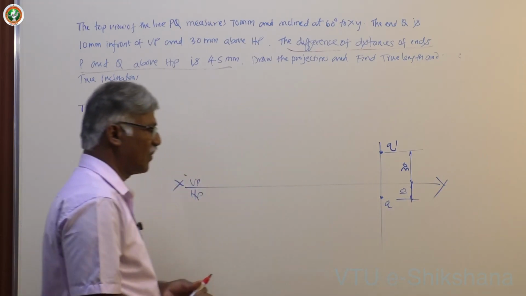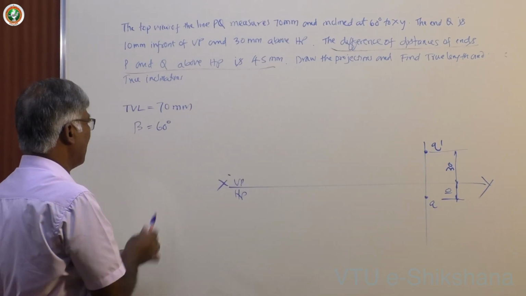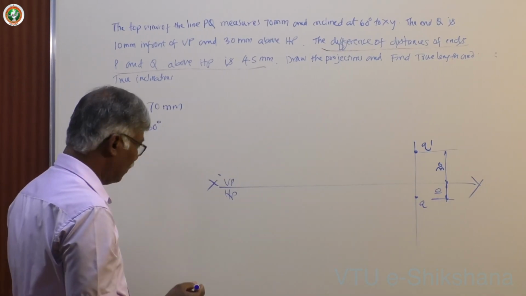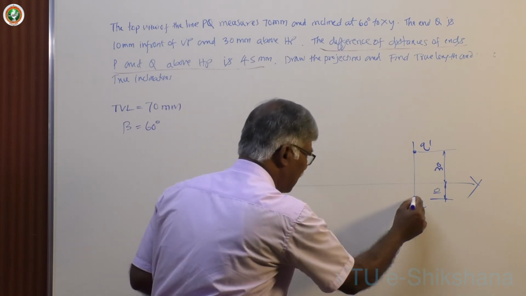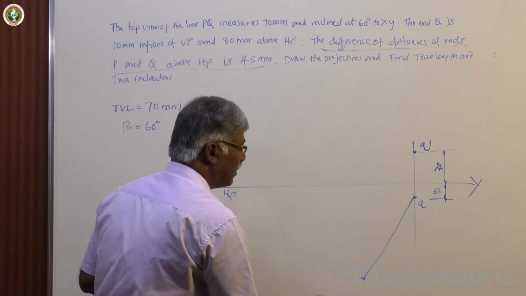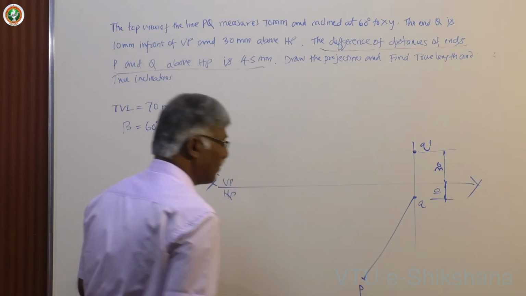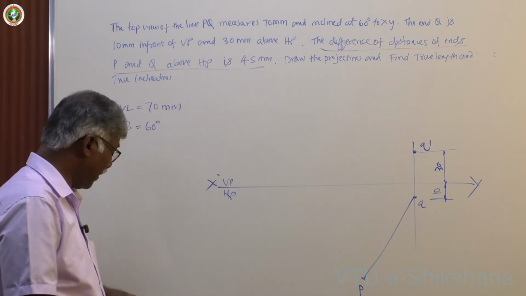Okay. Now what is all given? Top view length is given. The top view is inclined at 60 degrees to XY. So draw a line at 60 degrees and fix the 70 mm length. This is P. The final position of P in the top view is available now.